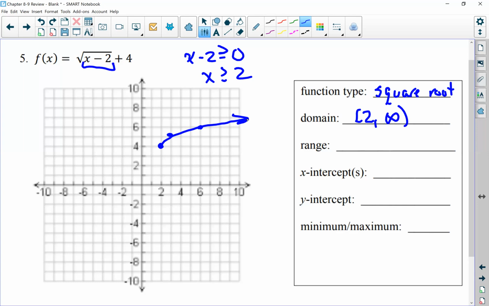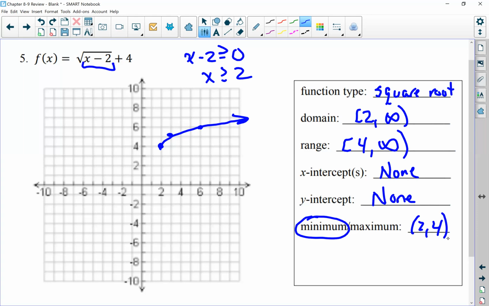So the range, the smallest y value I can have is 4, and it will go up from there all the way to positive infinity. This graph does not intersect the x-axis, and it does not intersect the y-axis. So no x or y intercepts. And this point right here is a minimum. And that's the square root function.